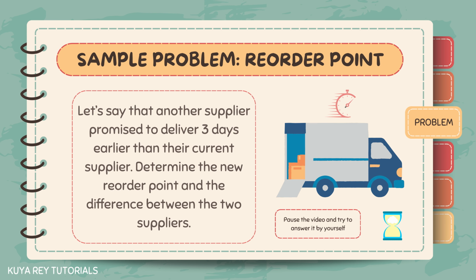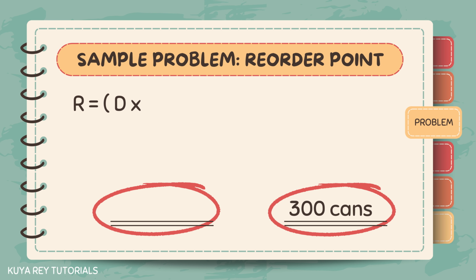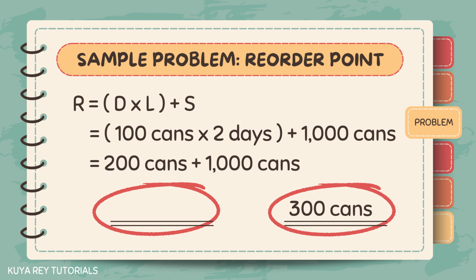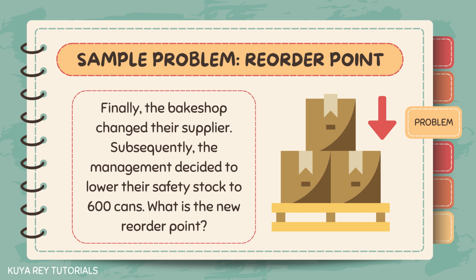Time's up. To get the new reorder point, we need to subtract 3 days from the current lead time. Therefore, the lead time of this new supplier is 2 days. Then we will multiply it to 100 cans, which gives us 200 cans. Then we will add the unchanged safety stock of 1,000 cans, which brings us to 1,200 cans, a difference of 300 cans.